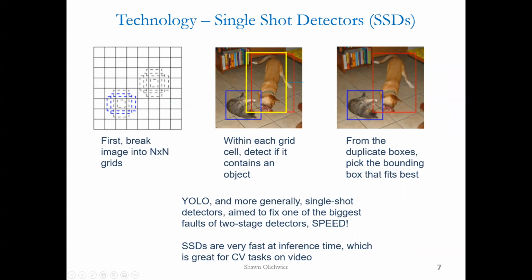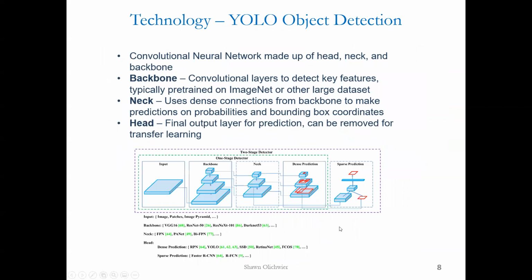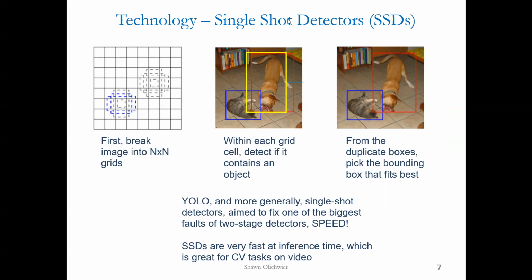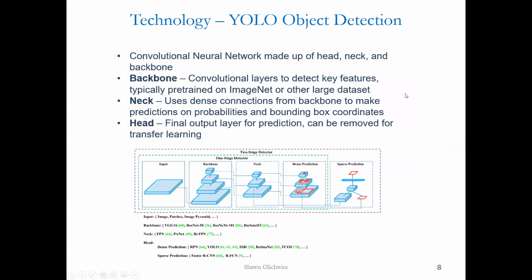So again, coming back to the biggest incentive for using single shot detectors: speed. Like I said earlier, the technology I'm using specifically is YOLO object detection. YOLO is "you only look once," right? Looking back, single shot detectors only look at the image once, find the bounding boxes and show them. Essentially, it is a convolutional neural network, and it's made up of a head, a neck, and a backbone.